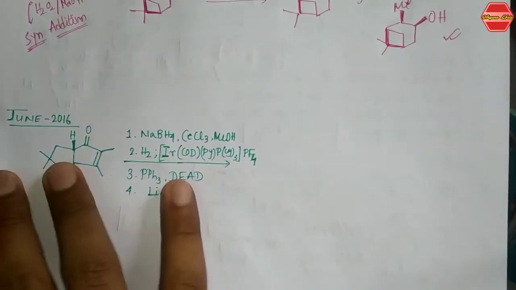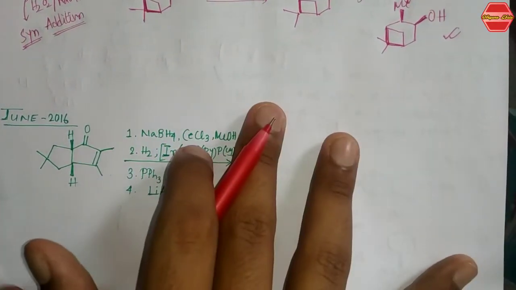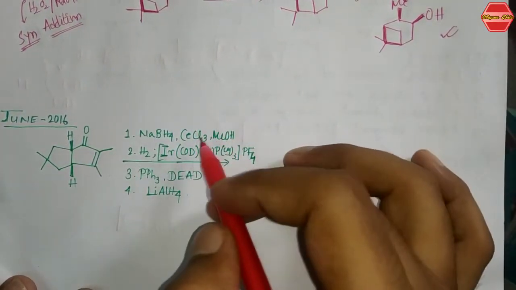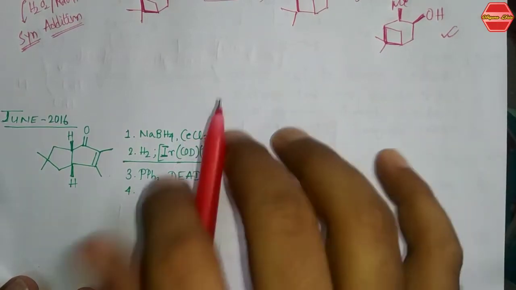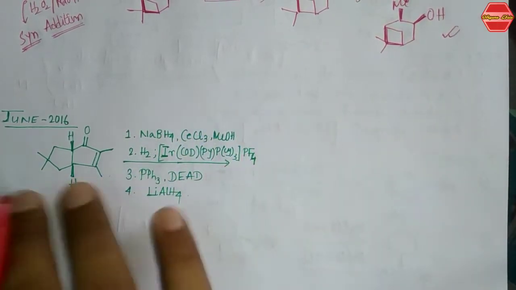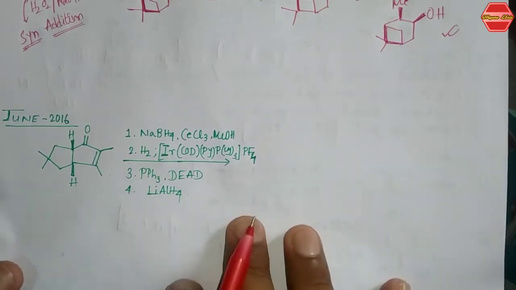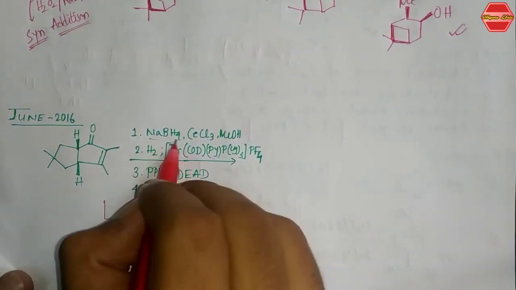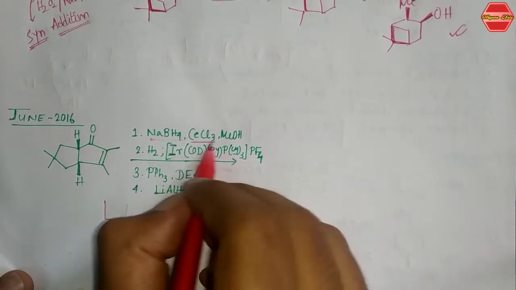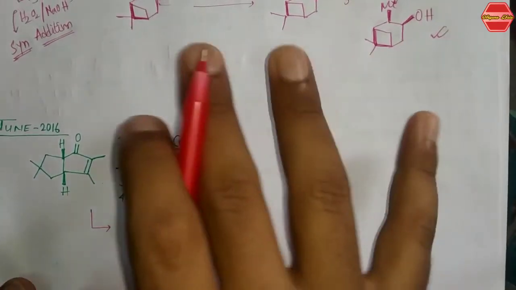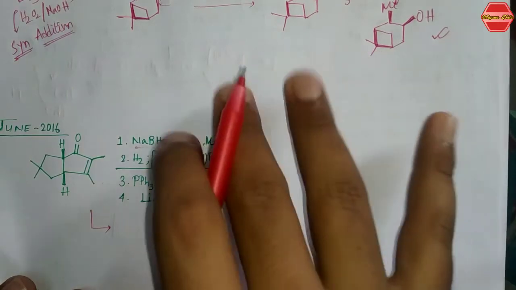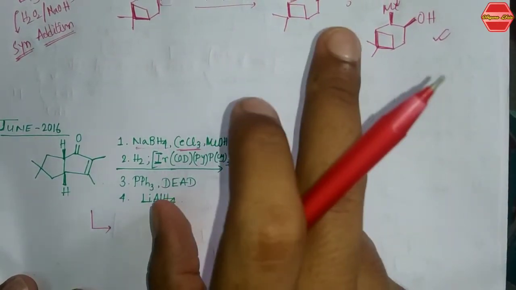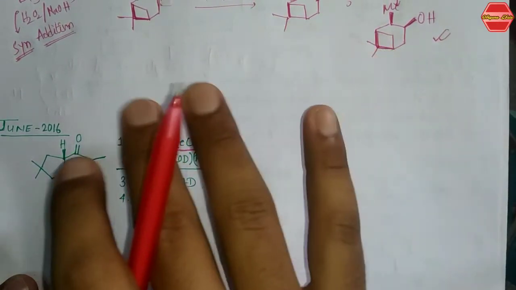Now the next question is this one. This question is very important, they have given a lot of reagents, and you have to know the role of every reagent, then you can predict the product. Now we are moving step by step. First they gave the Luche reduction, that is the NaBH4 CeCl3 condition. If you don't know the concept of Luche reduction, I already made a video on different kinds of reduction reactions.